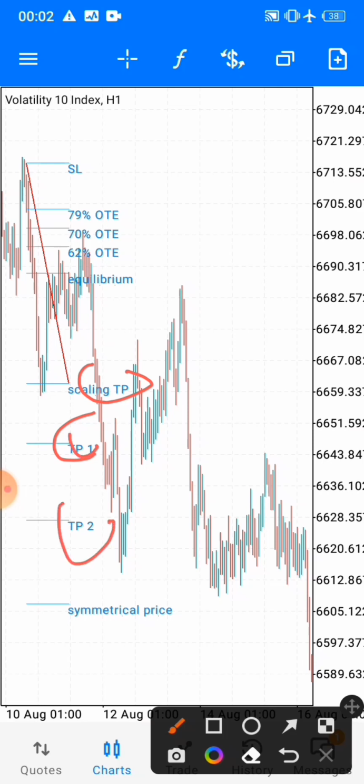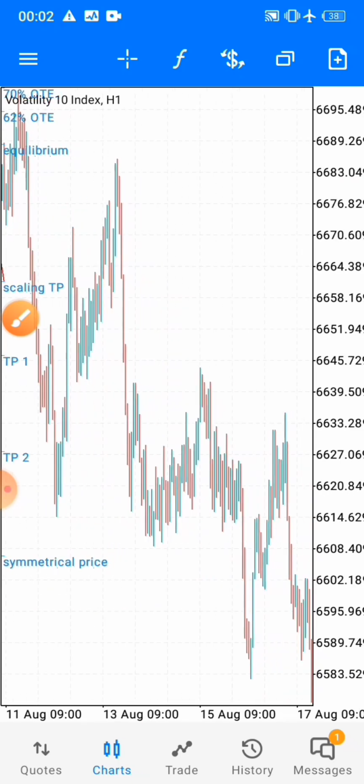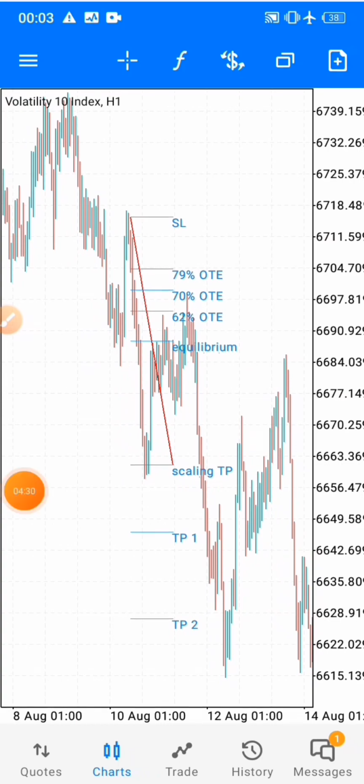And when we hit our TP1, you adjust your stop loss to the equilibrium level or slightly below it. When we reach TP2, you can adjust your stop loss to scaling TP or even TP1. Then if you want to reach symmetrical price, you can wait for that after adjusting your stop loss to be under your trades, so that you won't lose anything in that trade. It'll be a risk-free trade, and you've already closed some positions in profit. So that's how you add your levels.